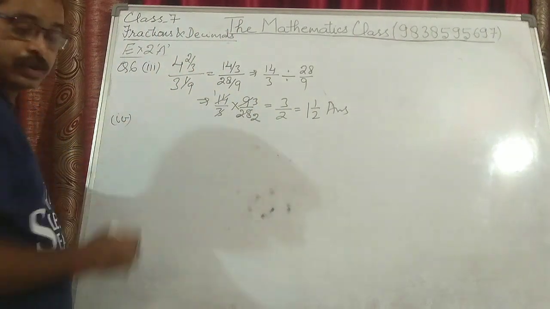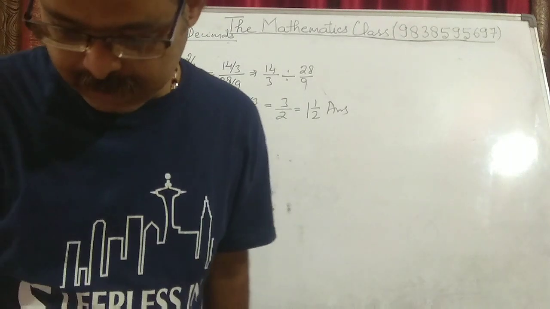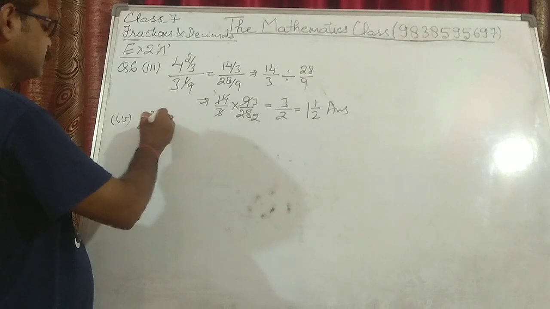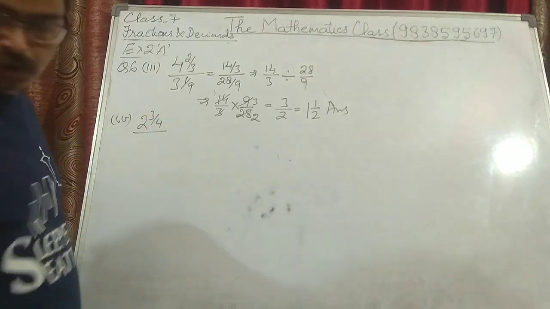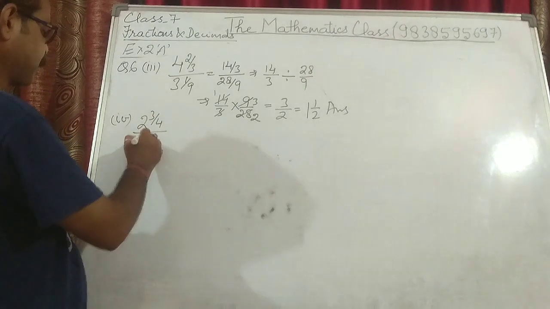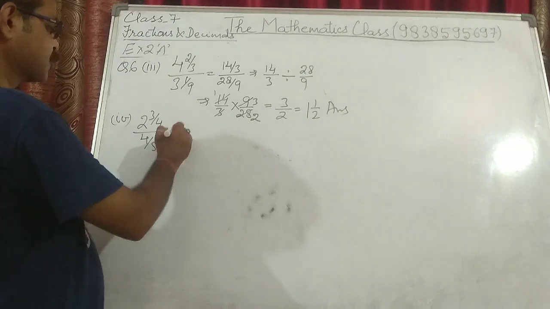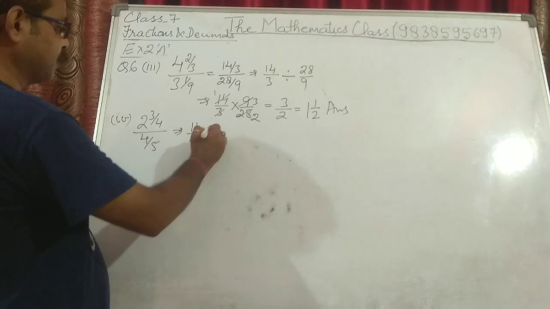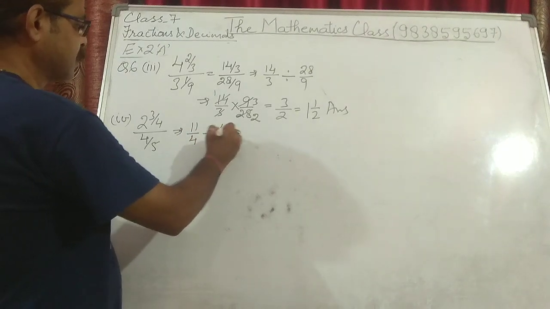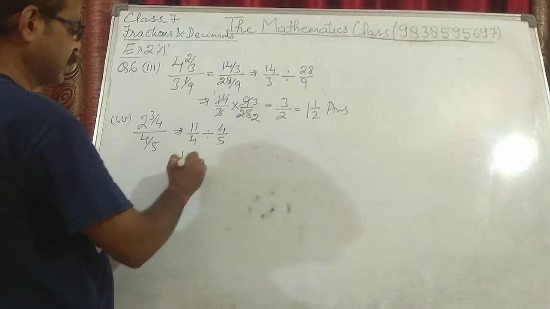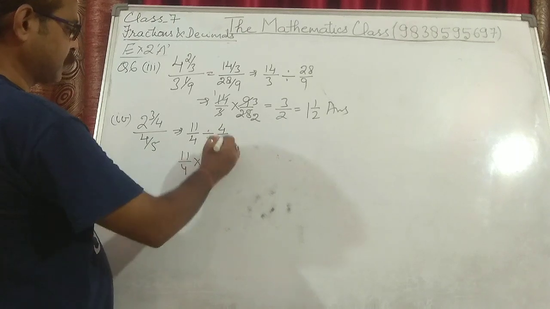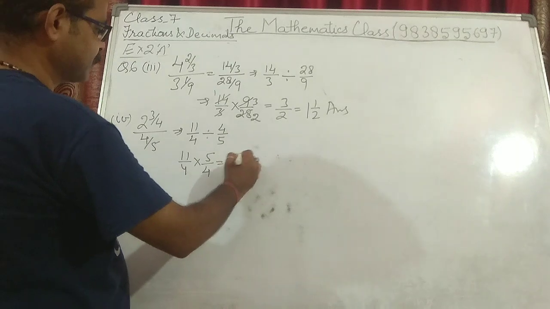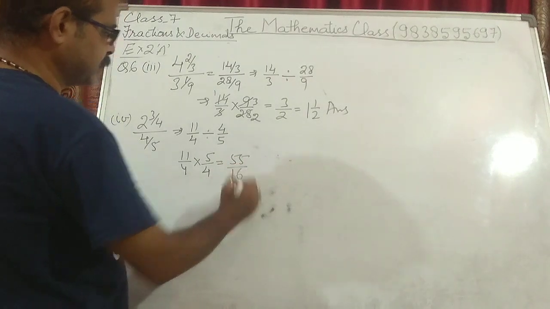Now we will move on to the fourth part, that is 2 whole 3 upon 4 upon 4 upon 5. So this can be 4 twos are 8, 9, 10, 11. This can be written as 11 upon 4. Then a division sign, 4 upon 5. So 11 upon 4 changes to multiplication. This will be 5 upon 4. So 11 fives are 55 upon 16.